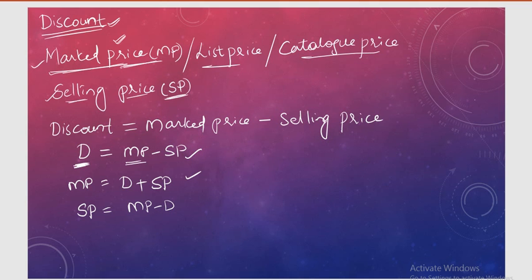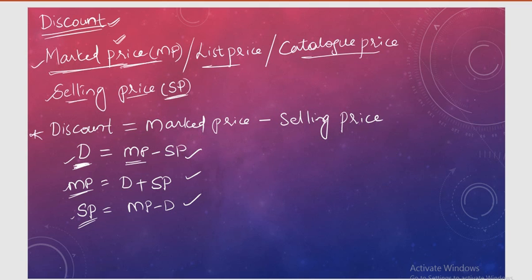So if you remember one formula, by transposing those terms, we can get three formulae here. Based on the requirement, we are going to use the formula. If I want discount, then I will be using the first formula. If I want market price, I will be using the second formula. If I want selling price, I will be using the third formula. But all formulas are derived from this one only.